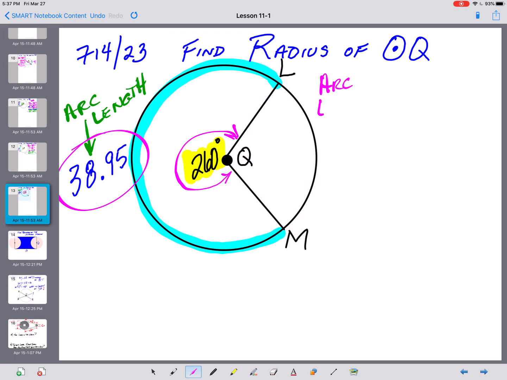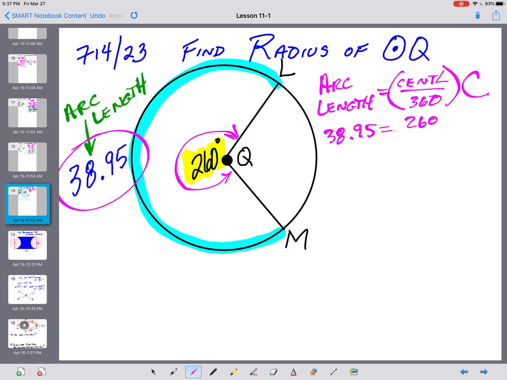Arc length equals central angle over 360 times the circumference. Arc length 38.95. Central angle 260 divided by 360 times the circumference. Now you go, yeah, but how are we going to get the radius? Once we get the circumference, we can get the radius.